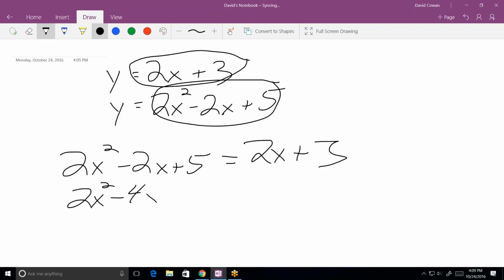Would it be 2x squared minus x minus 4x? Oh, sorry, I subtracted the... Right. And then plus 2. Right. Now what's the next step?